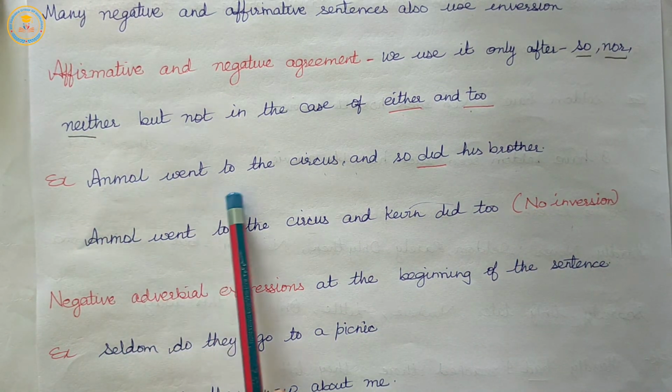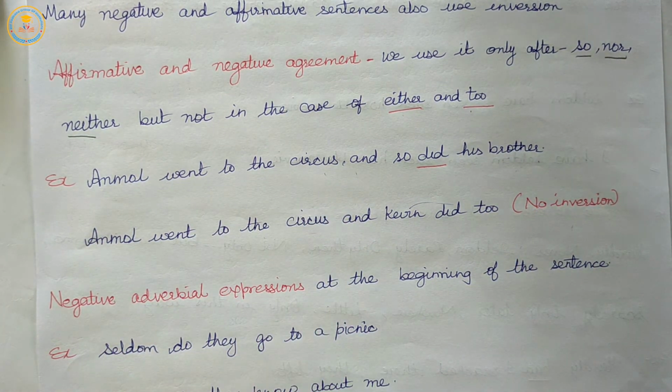So, Anmol went to the circus and so did his brother. Here we will not use inversion. Anmol went to the circus and Kevin did too.